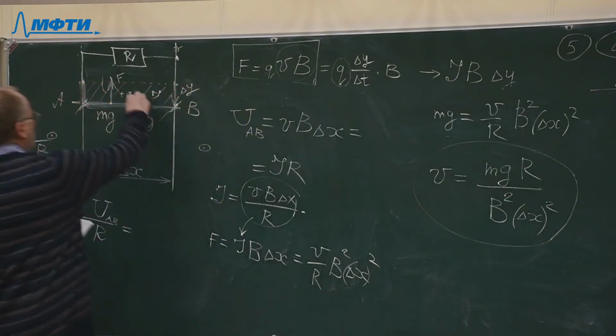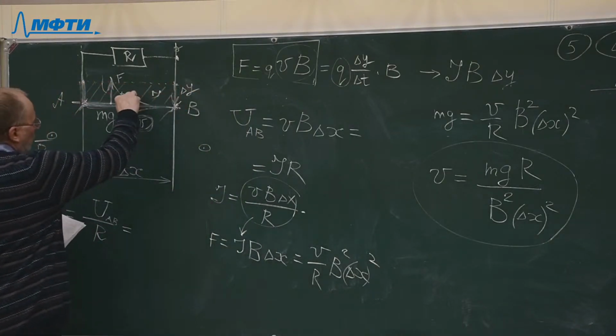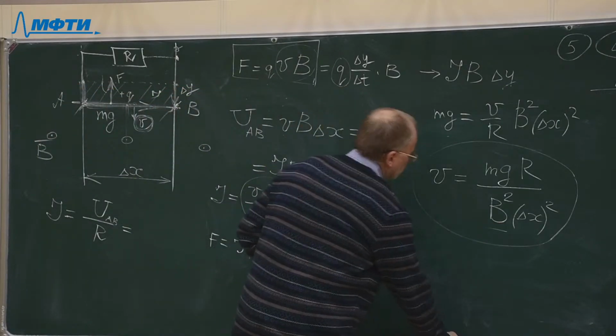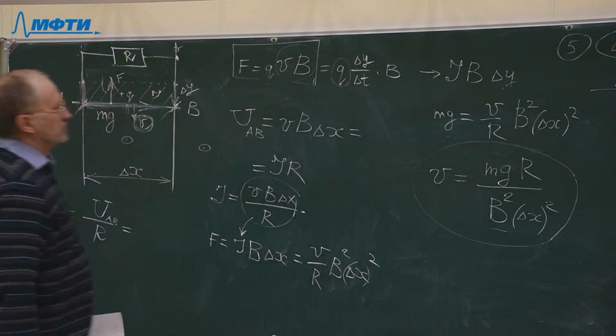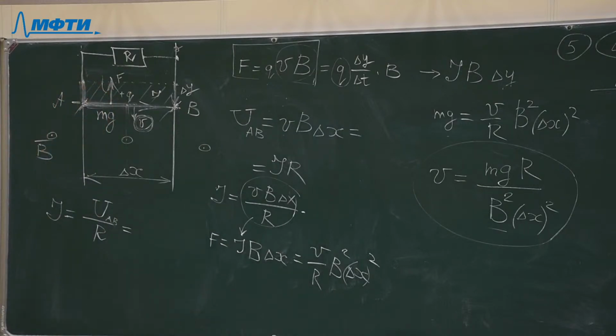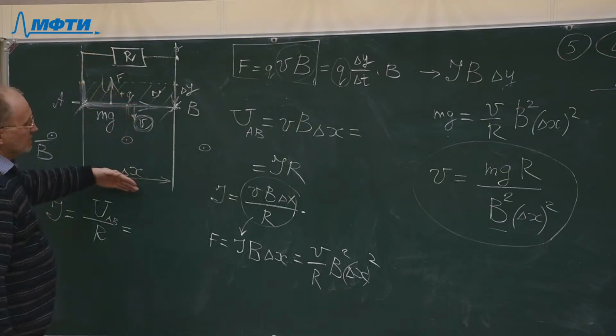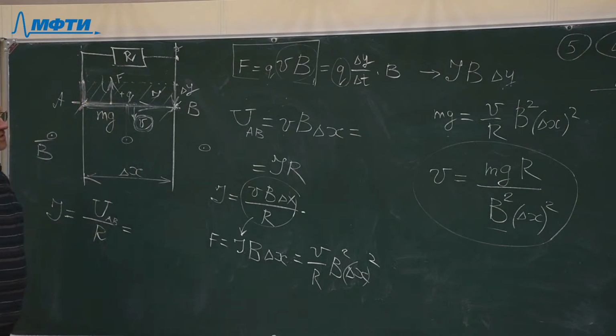This rod will fall down with constant velocity in the magnetic field of the Earth, because the magnetic force directed upward will be balanced by the gravity force directed downward. And so this bar will slide down with constant velocity.